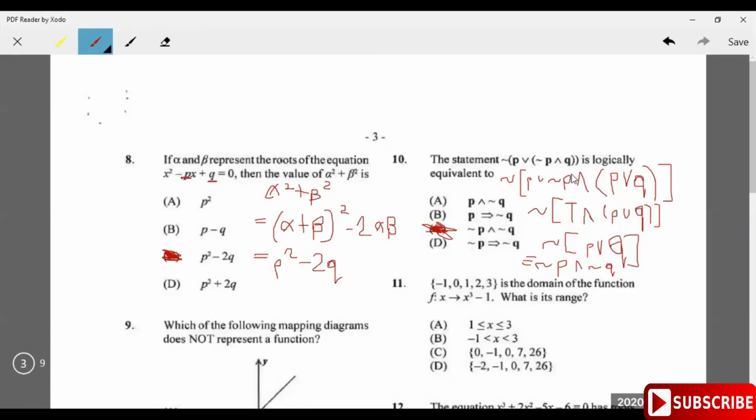Repeat? A while ago you said true and P or Q. Oh, I should say true and... Yes, sir. P or Q. Thank you. True and P or Q. So true and P or Q is P or Q. So I should have said and. Thank you.